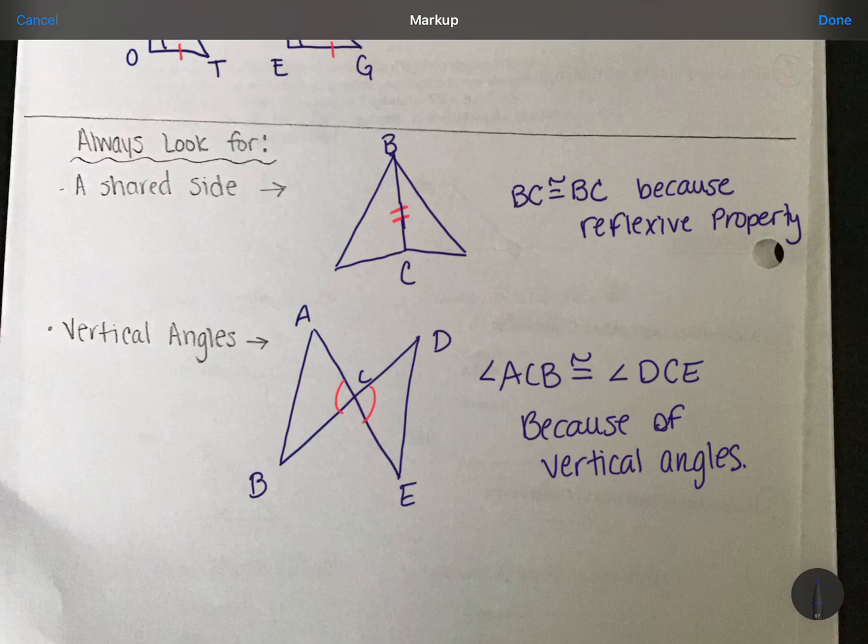So those are the only two times you're allowed to mark anything on your pictures. If I see you adding sides and angles that are not shared and they're not vertical, you are wrong, wrong, wrong. So if I see you marking something, I'm probably going to ask you, why did you mark those sides congruent? And you're going to be like, I don't know, because they look like they were congruent. That is not a legit reason to mark anything on our triangles. It's got to be a shared side or it's got to be vertical angles.